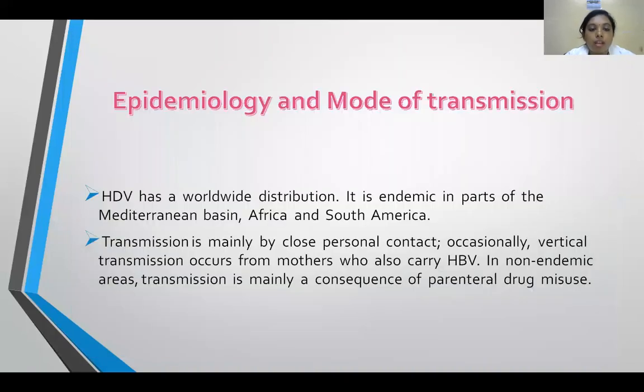Okay? So what is the epidemiology and mode of transmission? Hepatitis D virus has a worldwide distribution. It is endemic in parts of the Mediterranean basin, Africa, and South America. Transmission is mainly by close personal contact, similar to hepatitis B, but not as infectious as hepatitis B. Occasionally vertical transmission occurs from mothers who also carry hepatitis B virus. So that is co-infection. I'll discuss it in the next slide. In non-endemic areas, transmission is mainly a consequence of parenteral drug abuse or misuse.